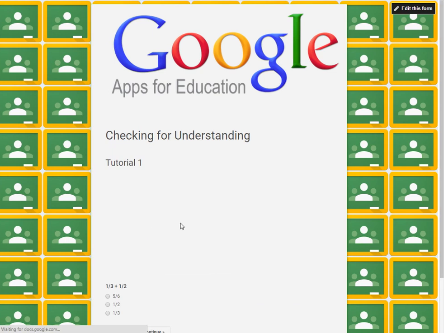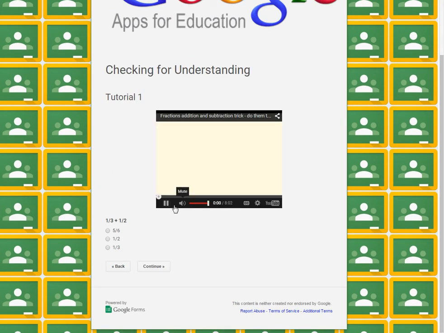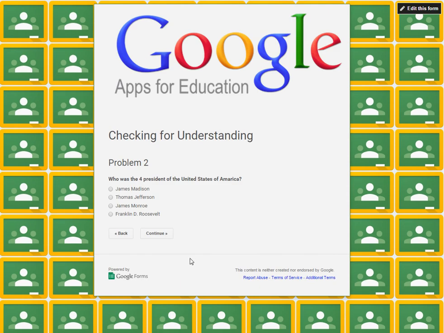Let's purposely get it wrong for this purpose, and let's see tutorial number 1, and you can see the YouTube video pop up. They can play the YouTube video, answer the problem appropriately, and it's going to move them on to problem number 2. Do keep in mind that at the end of the problems, you need to send the students into submitting the form.